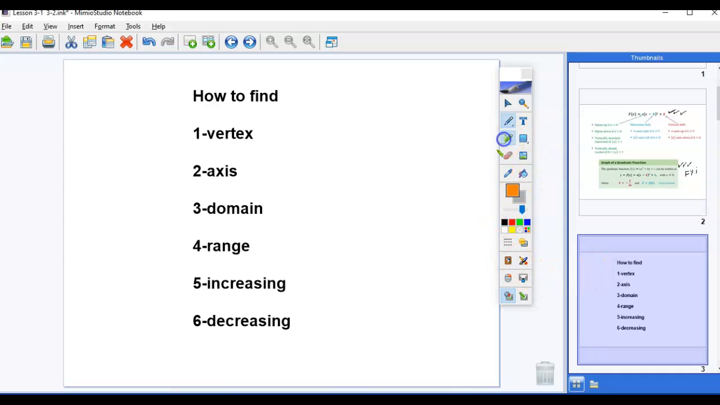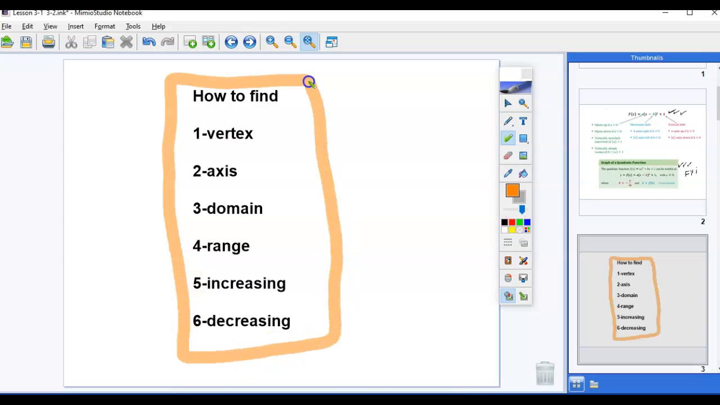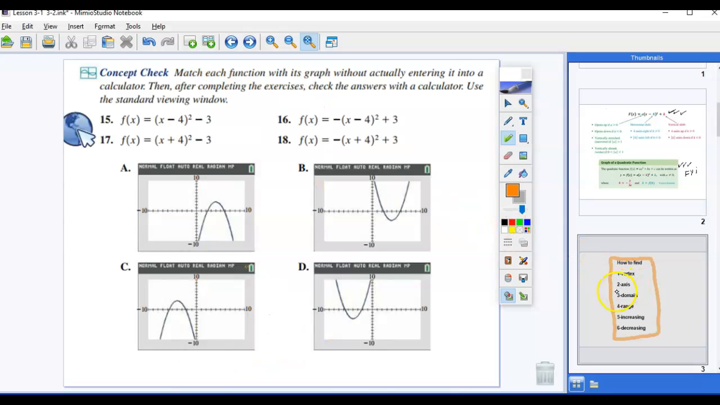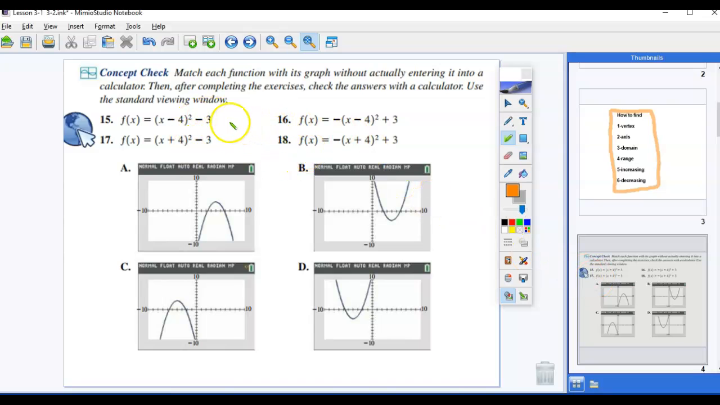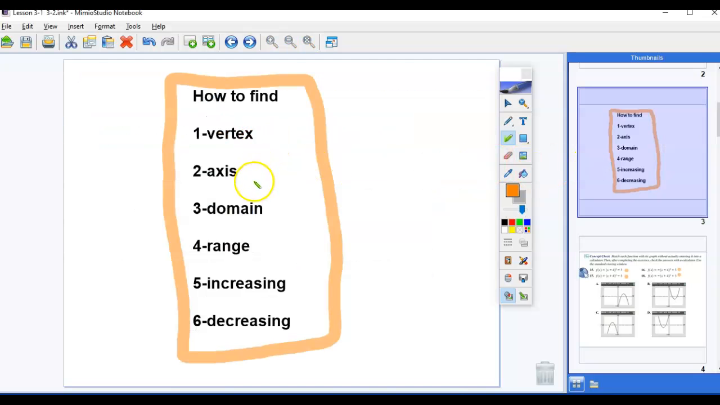Now in today's lesson we're going to learn how to find those. We're going to have a polynomial, and then we are going to find the vertex, axis of symmetry, domain, range, increasing and decreasing. That's all we do today. But before we do those, we should be able to graph them. The easiest way to find them is on the graph. That's why we have to graph them first. I want to teach you how to graph first.